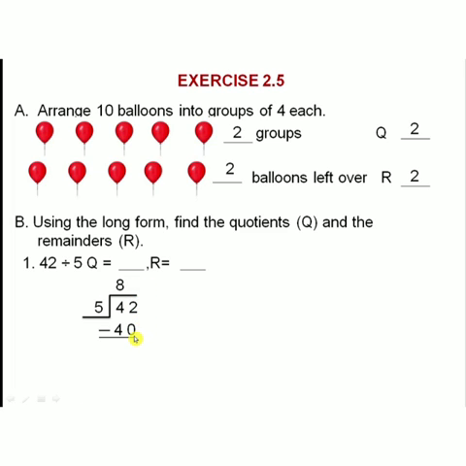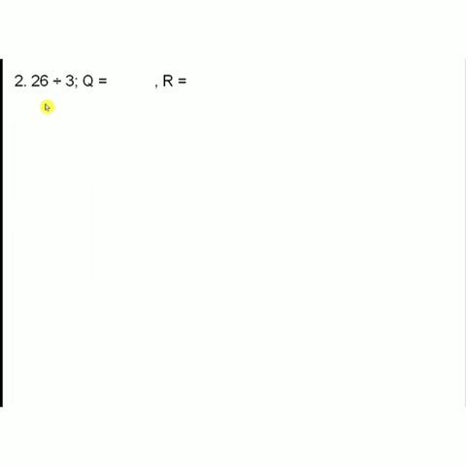And 40 comes below. Next we will subtract 40 from 42. We get remainder 2. This is our remainder. So the quotient is 8 and the remainder is 2. Write in this blank: quotient is 8 and remainder is 2. Next, 26 divided by 3. Quotient is equal to dash and remainder is equal to dash.